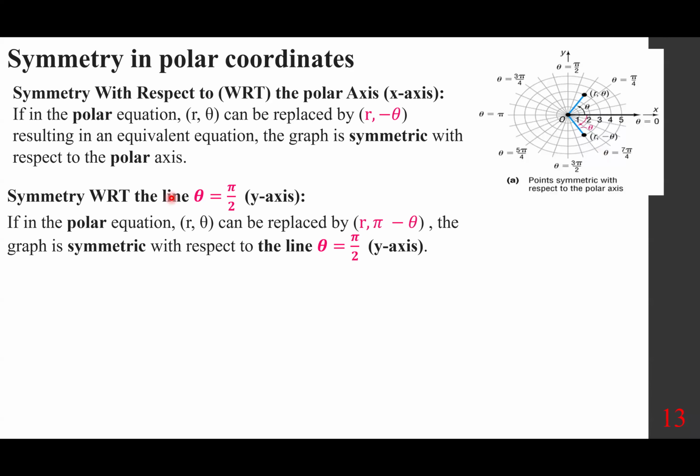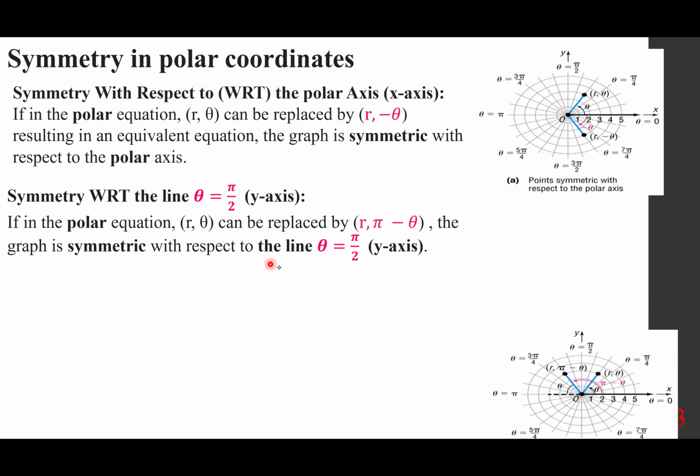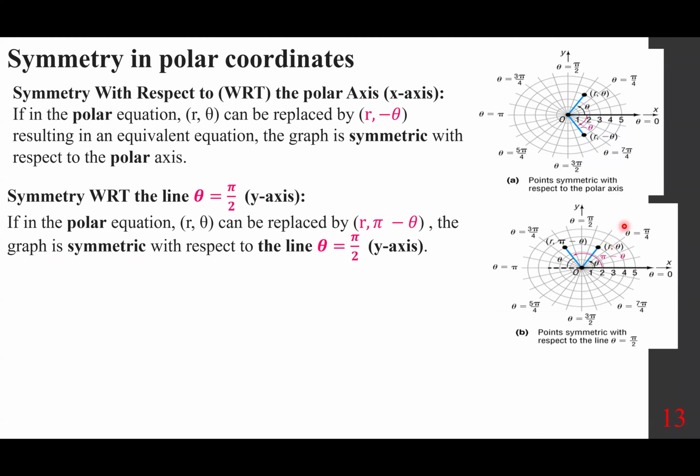Symmetry with respect to the line theta equals pi over 2. In other words, the y-axis in essence. If in a polar equation r comma theta can be replaced by r comma pi minus theta, the graph is symmetric with respect to the line theta equals pi over 2. So r comma theta, r comma pi minus theta.